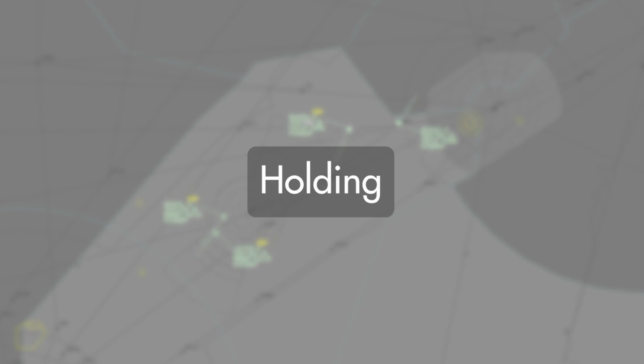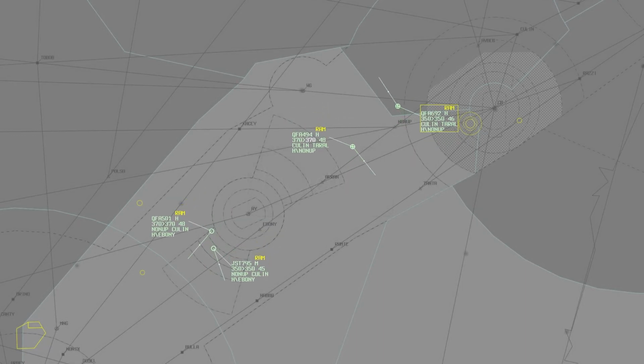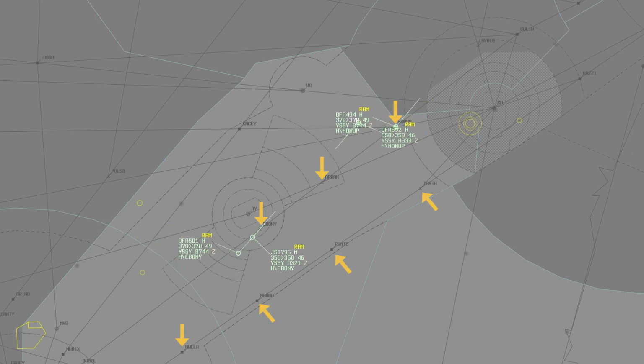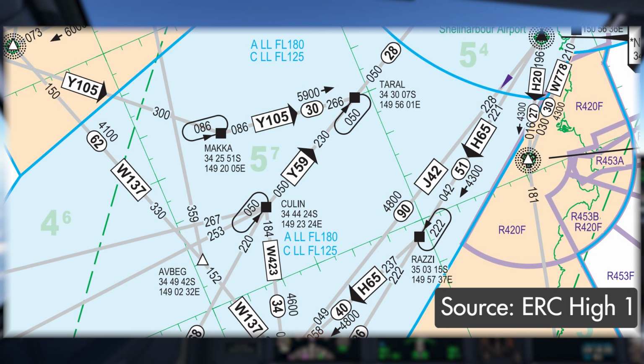During extremely busy periods, the onboard controller may issue you holding instructions at certain waypoints. Holding patterns can be categorized as either published holds or unpublished holds. Published holds, as the name suggests, are holds that have already been defined on the charts.